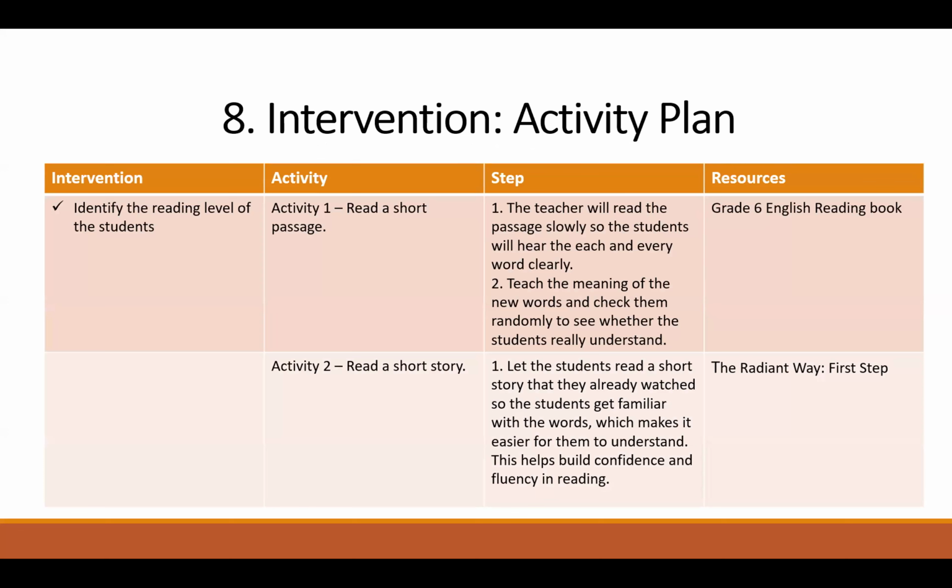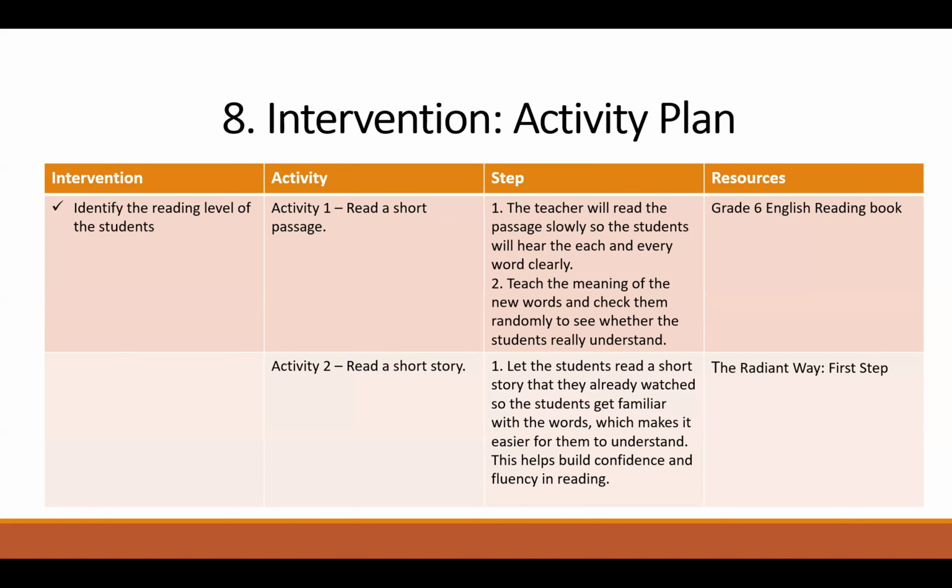The first activity is to identify the reading level of students. For the first activity, I'm going to give them a short passage to read. The first step is the teacher will read the passage slowly, so the students will hear each and every word clearly. Then the second step, teach the meaning of the new words and check them randomly to see whether the students really understand. For this, I'm going to use their grade 6 reading book.